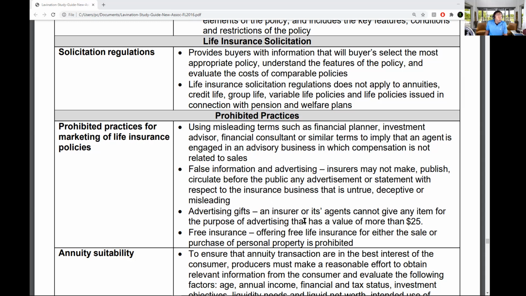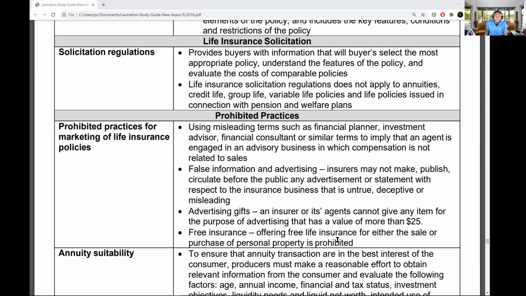Advertising gift. An insurer, which is the insurance company, or its agent, that's including people like you who are taking this class and are going to sell policies, cannot give any item for the purpose of advertising that has a value of more than $25. We talked about that $25 limit with dating. So make sure you're careful. The advertisement may not be more than $25 unless the rules are changed. So those numbers can be changed. Hopefully they don't put it to $100. You don't know, so make sure you double check that as well when you're reading the rule book, because numbers change.